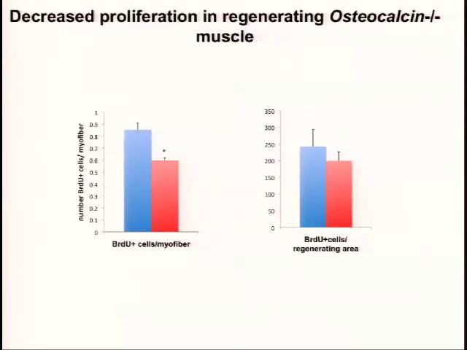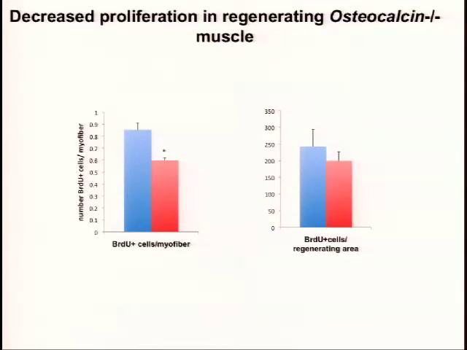There is a decreased proliferation in osteocalcin muscle mice following regeneration, and we are now working more to know what are the genes beyond and beside cyclin D2 that can explain this phenotype that is, in fact, quite striking. There is no apoptosis defect in these mice.